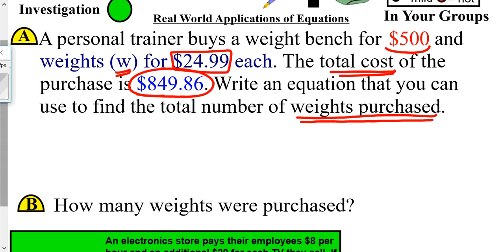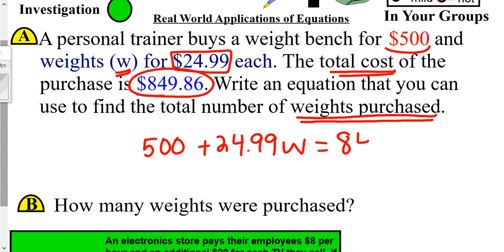Okay, so you should have had your video paused, making an attempt at the question, and then you are going to resume the video only to check your work. So now I'm going to go through the question with you. We said that it was $500 for the weight bench plus the $24.99. And remember, they told us to use W for the weights. And they said that your total was $849.86. We're going to subtract 500 from both sides.